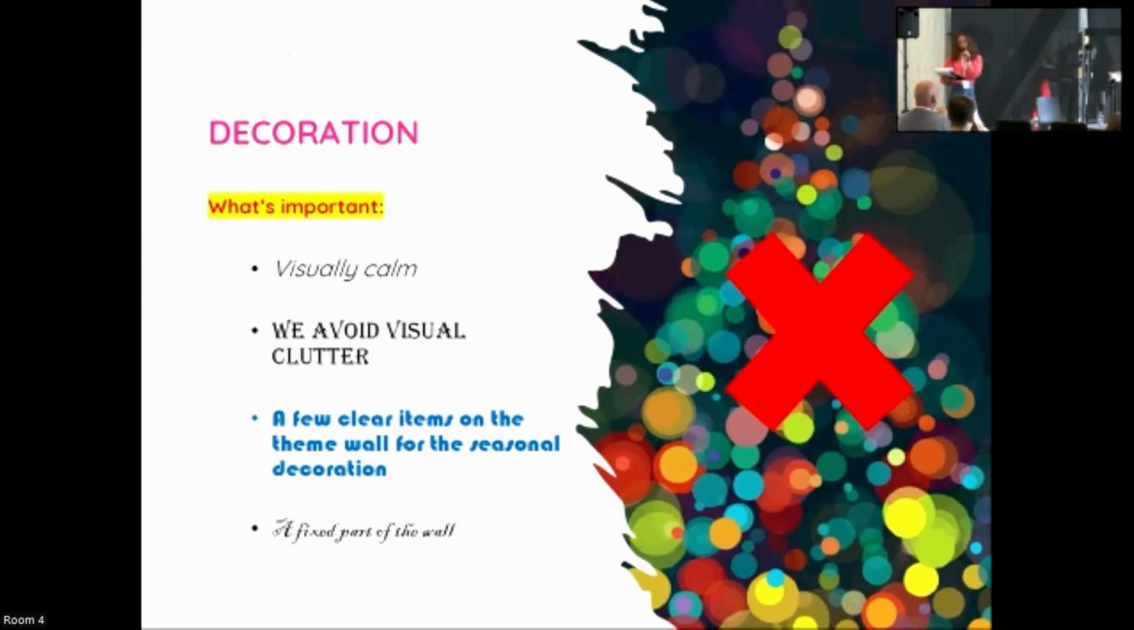Okay, decoration. I think we all like to decorate things and to make things beautiful. But it's really important that we keep it visually calm and that we avoid a visual bombardment. So we made agreements that, for example, for the seasonal decoration, we have a theme wall somewhere in the living group or somewhere in their room. There is a fixed part of the wall we use to decorate things, and the other walls, we just keep them clean.